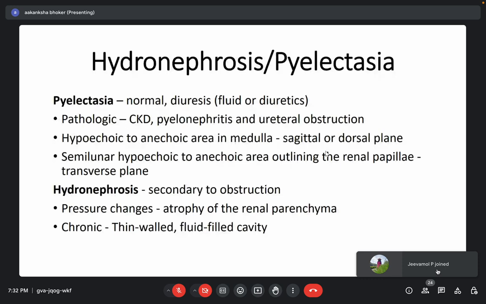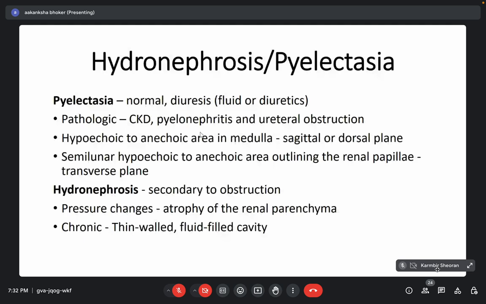Then it can be normal. But if it is crossing beyond 3 mm, then the renal pelvis is said to be enlarged. So pylectasia is the enlargement of the pelvis, and hydronephrosis generally occurs secondary to any obstruction. Suppose there is an obstruction in the ureter or urethra, then there will be some back pressure changes, because of which the ureter will be dilated and the renal pelvis will be dilated. The entire medulla will increase in size and compress upon the renal cortex.